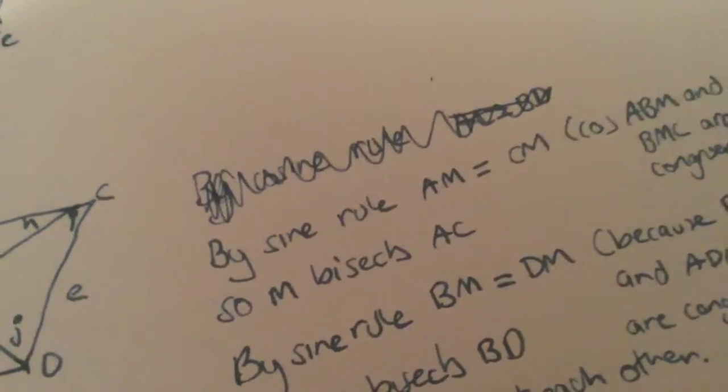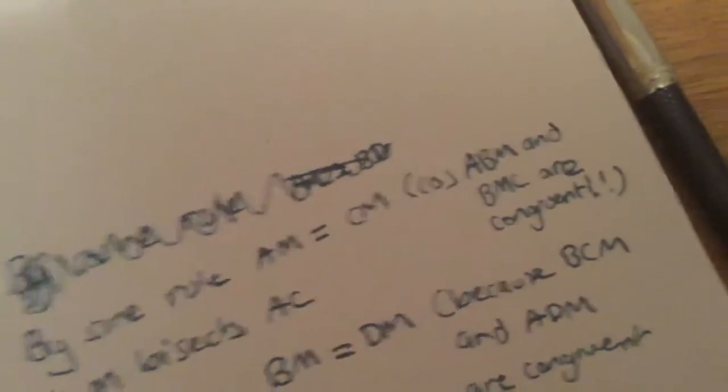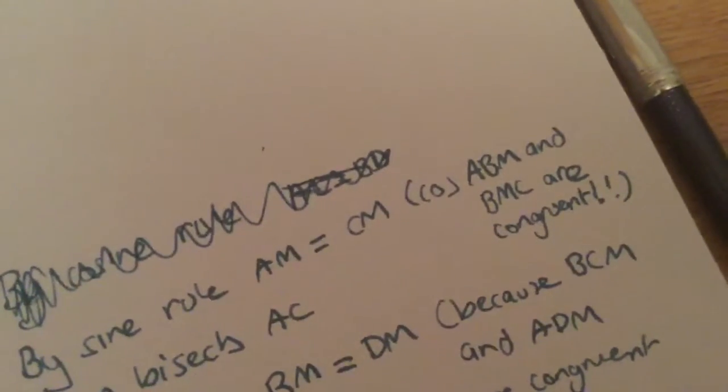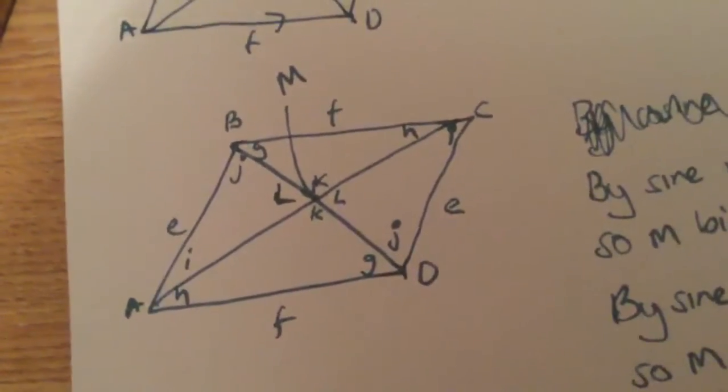By sine rule, I'm going to claim to you that AM equals CM. And I've put cos, I don't mean cos as cos, I mean because, I'm lazy. Because ABM and BMC are congruent. So let me explain that statement. Think about the length AM, and I'm going to use the triangle ADM to make my point here.